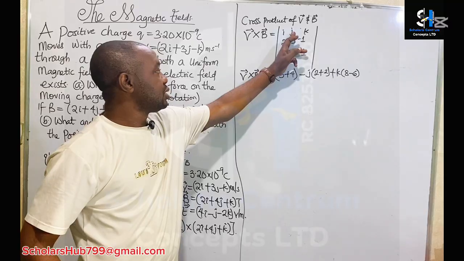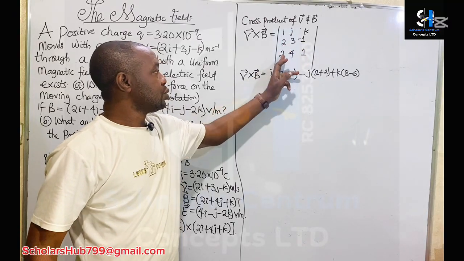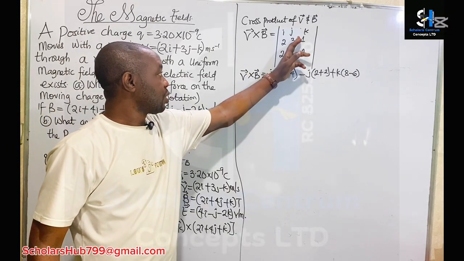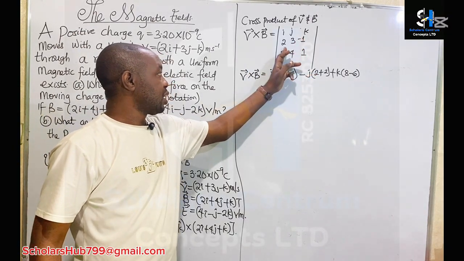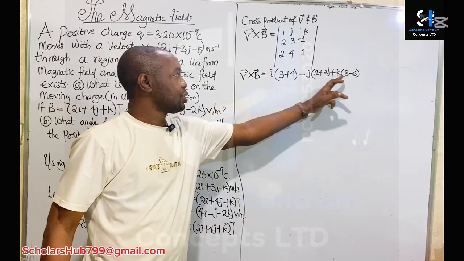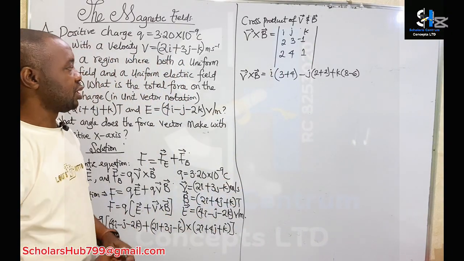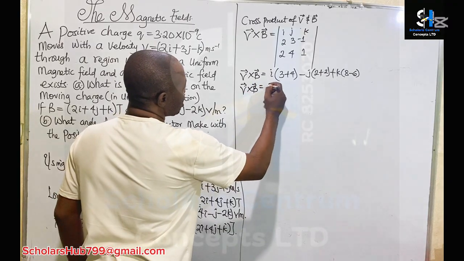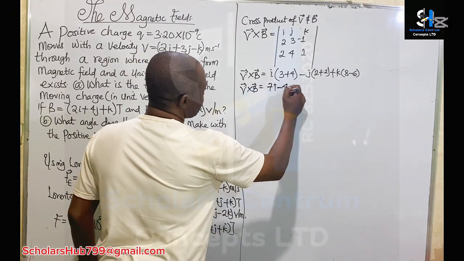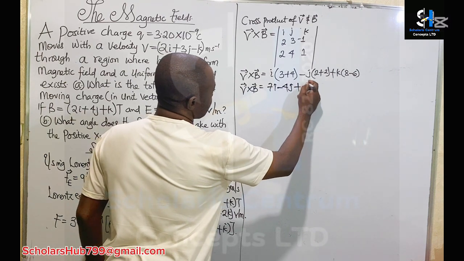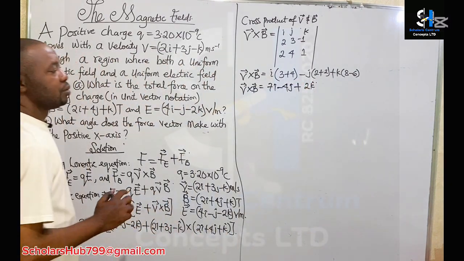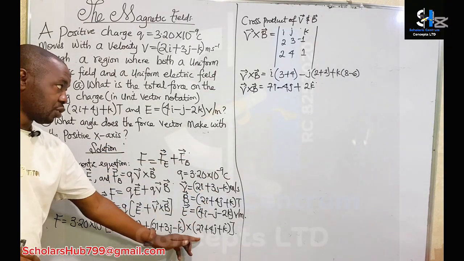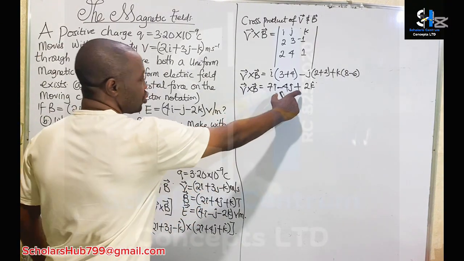Now for this, when it is j, we do 1 times 2, then 2 times negative 1, that will be 2 plus 2. Then also for k, that will be 4 times 2, that's 8, then 2 times 3, that's 6, using diagonal multiplication. So the cross product will be 7i minus 4j plus 2k. So this is the cross product of V and B. So we're going to replace this product with this. So this is the resultant vector.